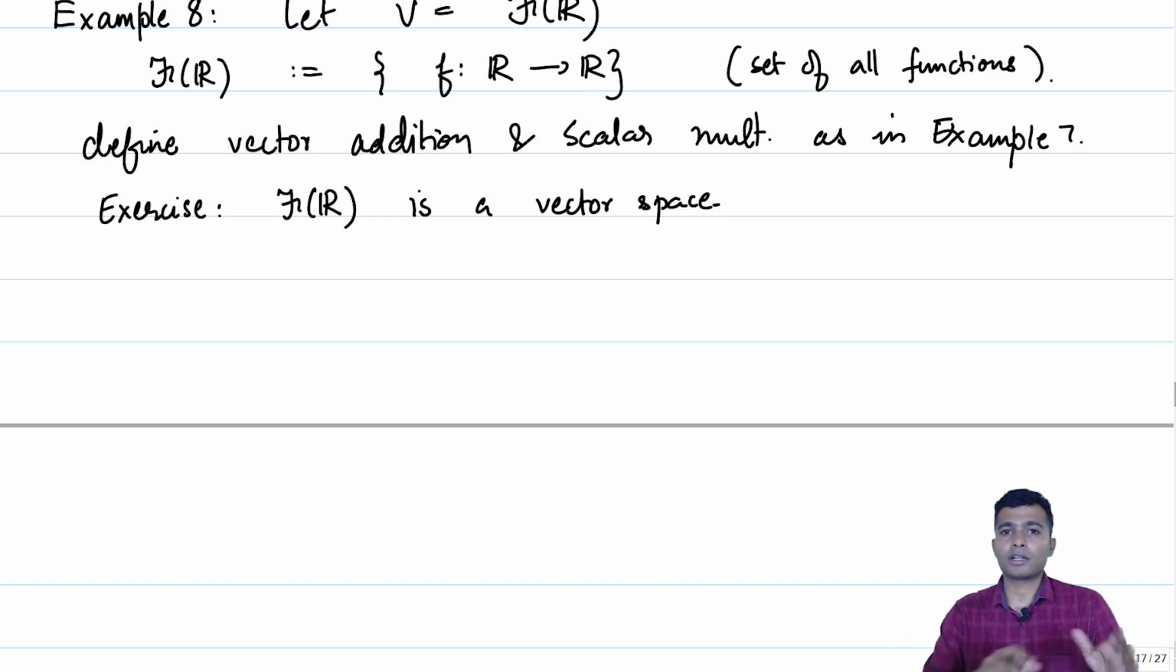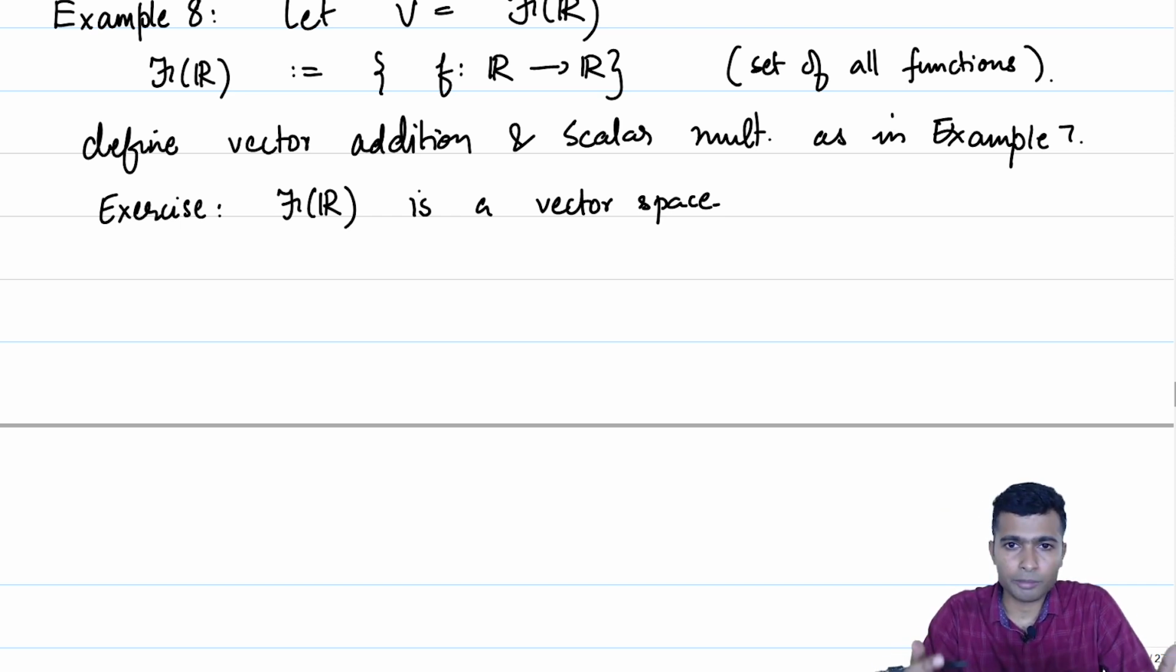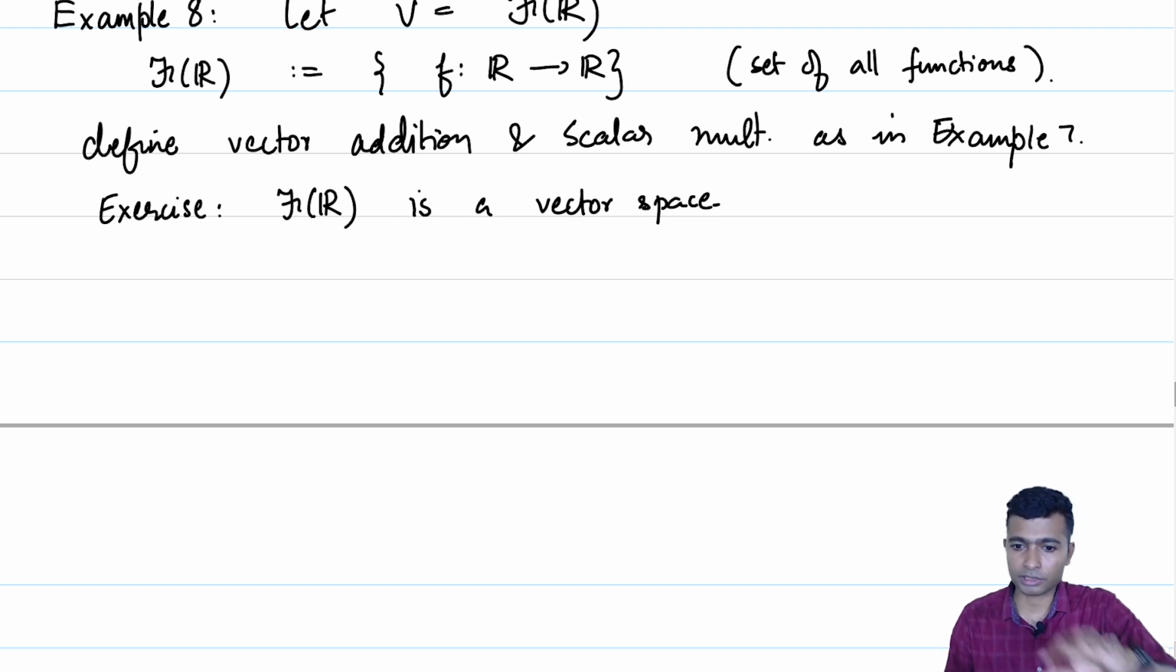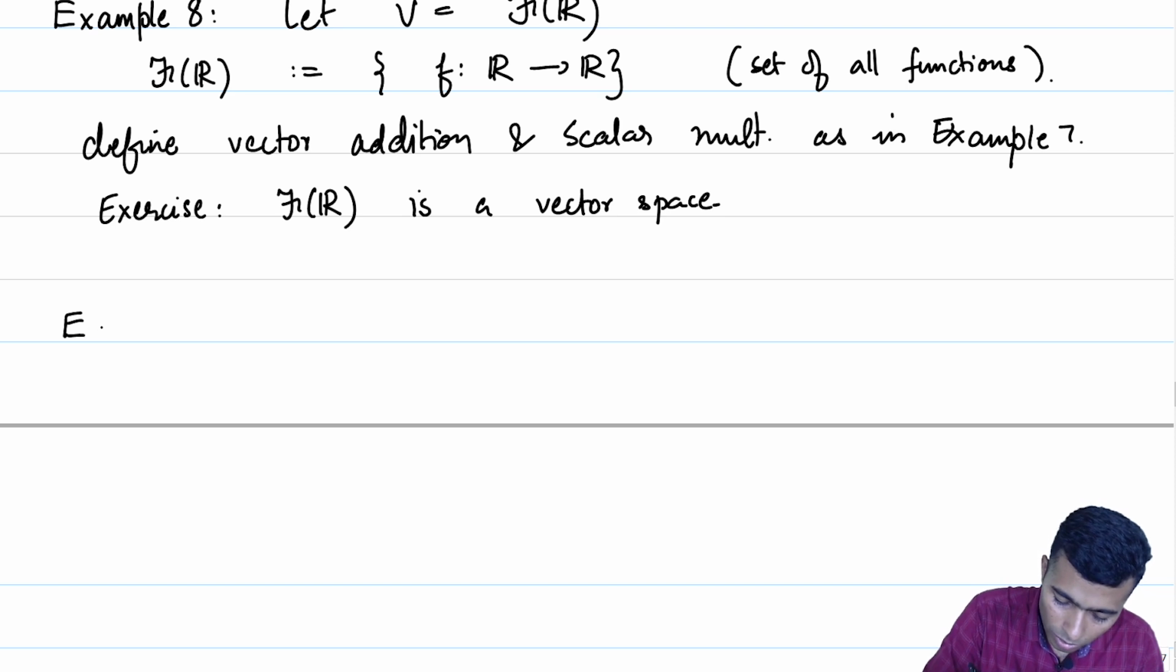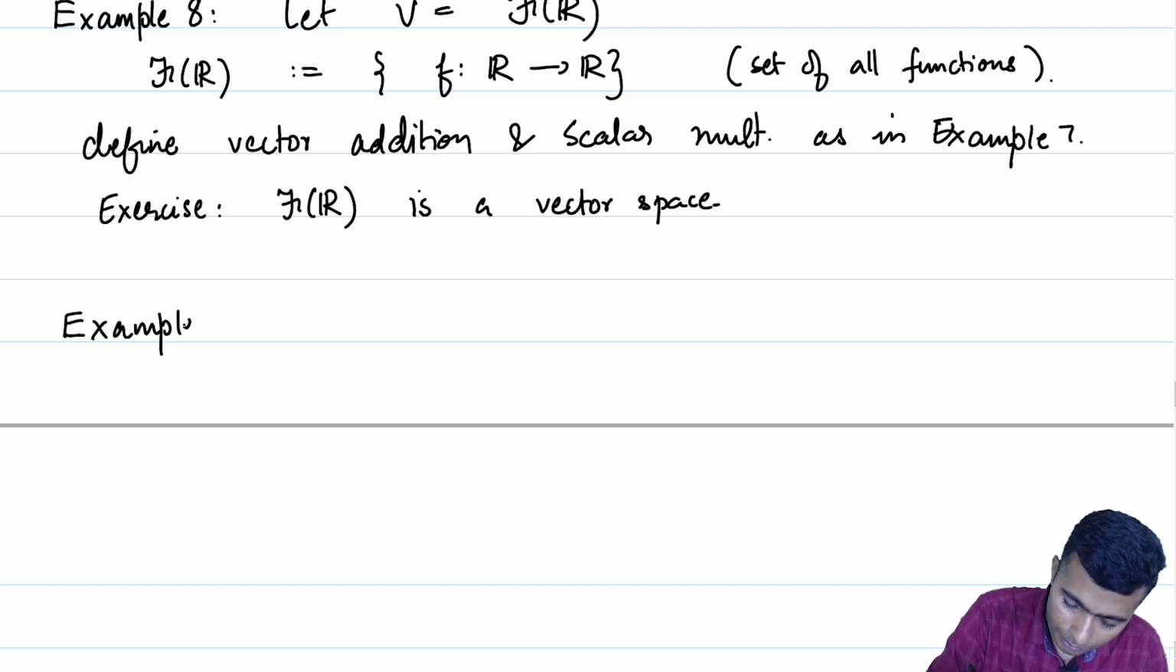So, we started off with just very basic examples like R2, R3, Rn, and now we are looking at spaces which have functions in them, and we are saying that these are vector spaces. They are similar in some sense, at least some of the properties of the addition and scalar multiplication are the same as the properties of the addition and scalar multiplication in Rn. I'll maybe give a couple of examples more. They are important examples.